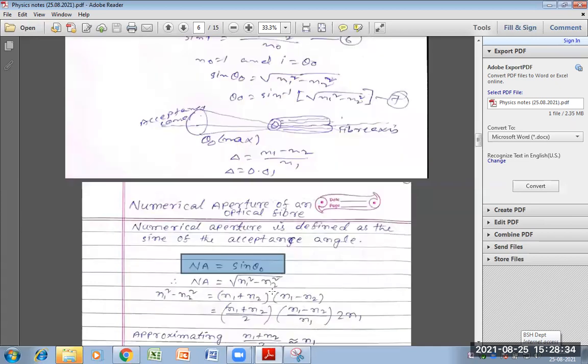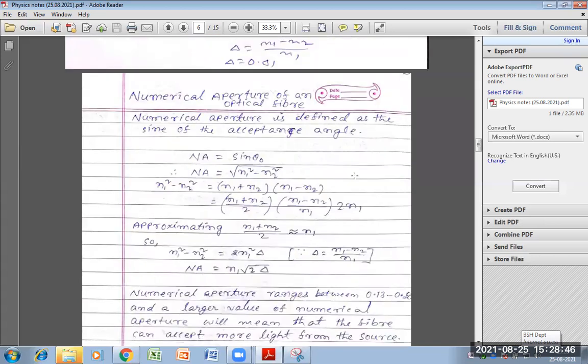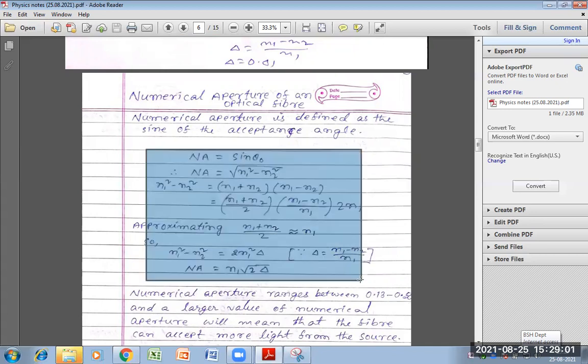Here, fractional refractive index change is equal to n1 minus n2 divided by n1. So in place of n1 minus n2 divided by n1, we write delta. So delta is equal to n1 square minus n2 square divided by 2 n1 square, which gives n1 square minus n2 square equal to 2 n1 square delta. Therefore, in place of n1 square minus n2 square, I have written NA, because we know that numerical aperture NA is equal to this part.